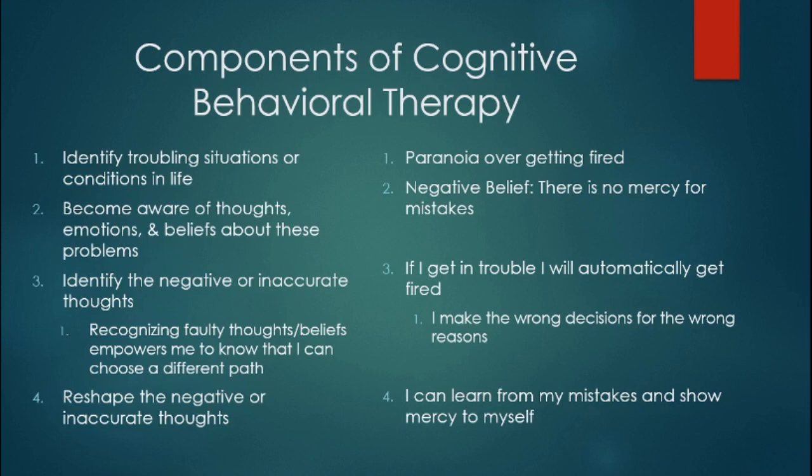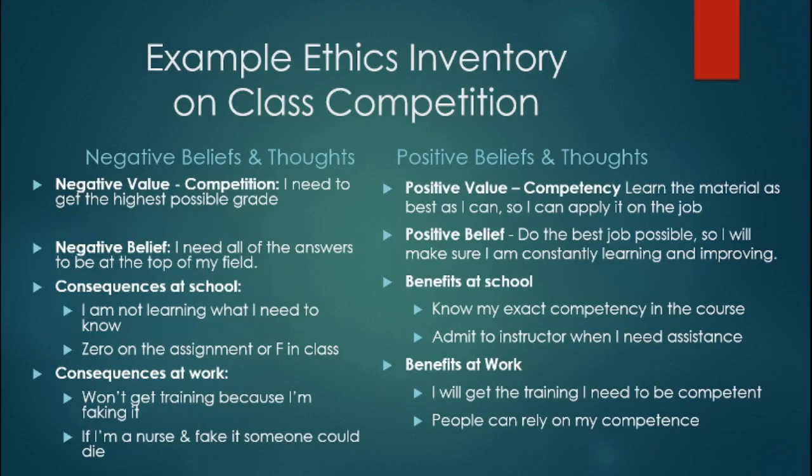And that's kind of similar to what our students might experience. Once they determine what the underlying thought process is behind their cheating, then they might be able to change it. And the last thing is to reshape the negative or inaccurate thoughts and make them more logical. So the one that I came up with to counteract the negative belief was I can learn from my mistakes and show mercy to myself. Okay, that's an example of how the process works. Now I'm going to show you how it works when teaching students ethics for academic honesty.